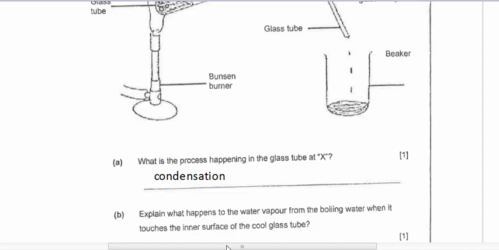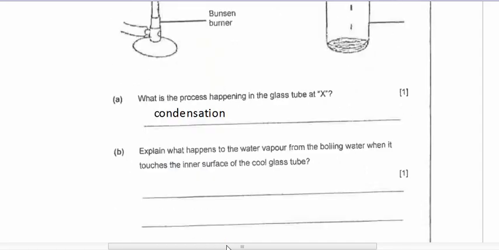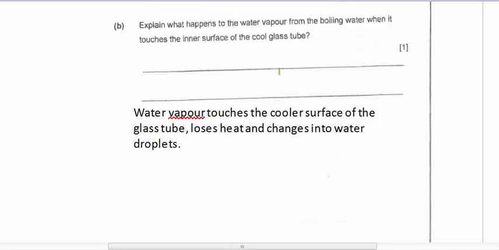So you're supposed to explain what happens next to the water vapor from the boiling tube water when it touches the inner surface of the cool glass tube. So basically what they are trying to ask is for you to explain the process of condensation. So always remember there are a few things you need to remember. So condensation, so basically the answer for B, a few things you need to take note.